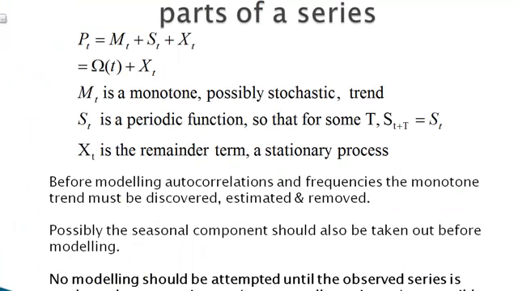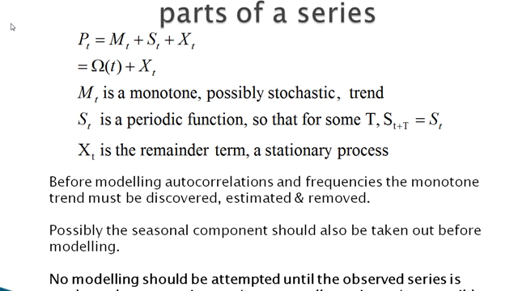The next thing to consider is that when we observe real data and more general time series, they tend to be such that they can be thought of in three parts. The first being a monotone, possibly stochastic trend, however usually deterministic, a periodic function that repeats itself after a period of time, and then a remainder process, which is the stationary process. So we're looking at an observed series composed of a monotone trend, a seasonal part, and then a stationary process.